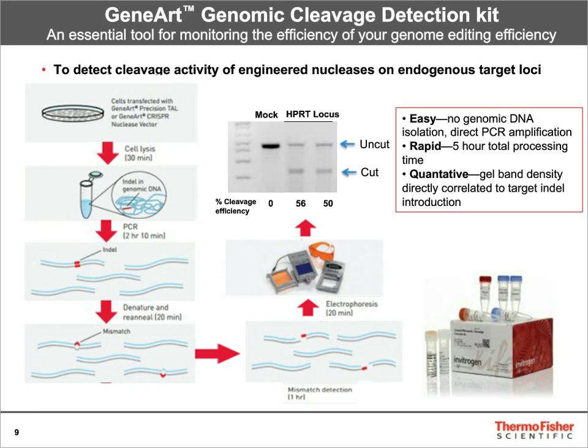So very elegant method. Within less than 5 hours, you can identify and compare the efficiencies between the different guide RNAs or CRISPR RNAs that you would have designed for your specific loci of interest and choose the one that is a high performer.